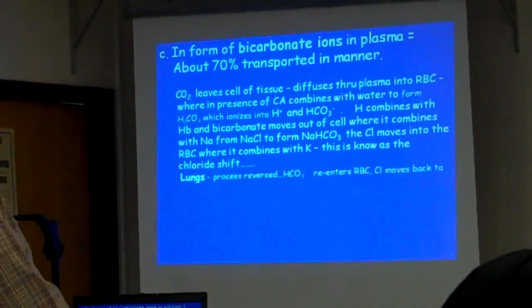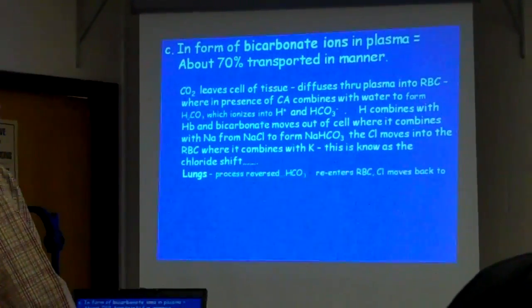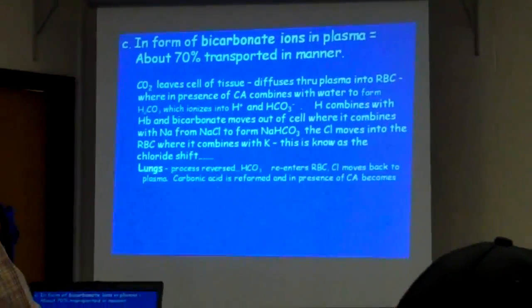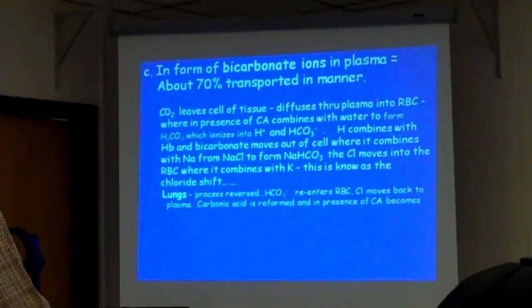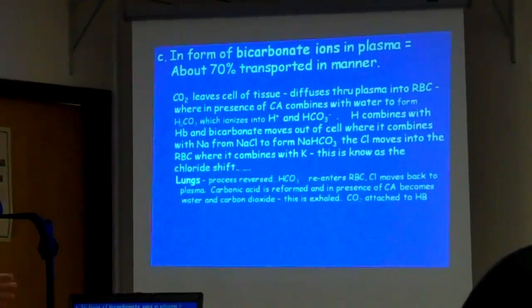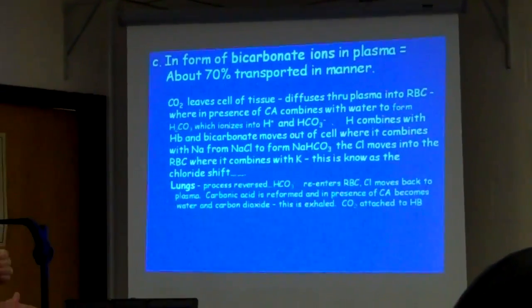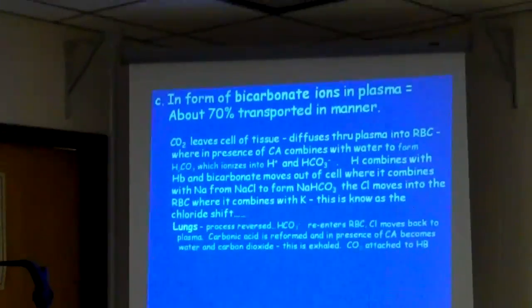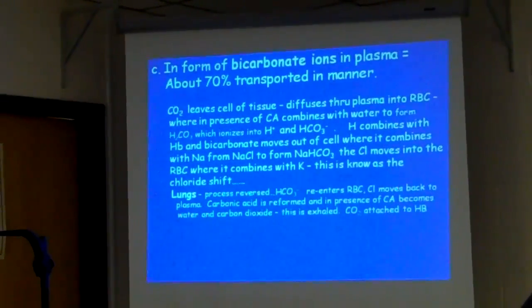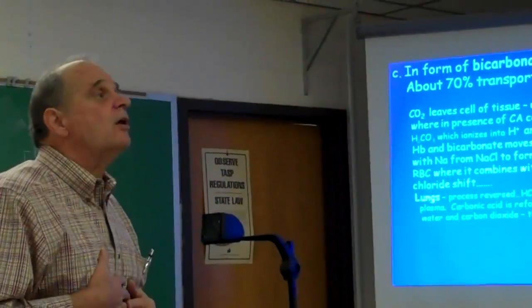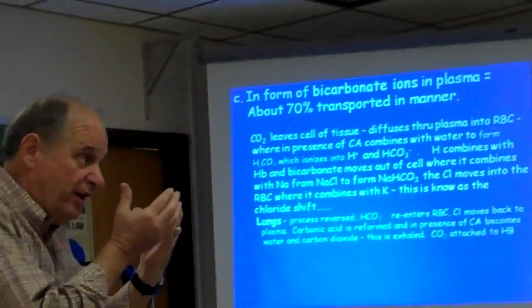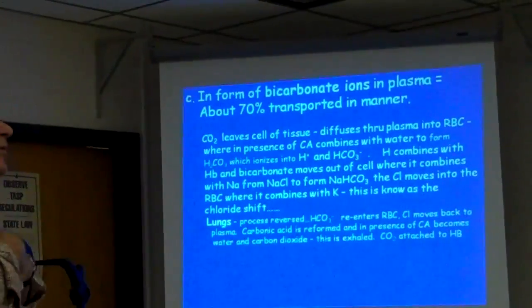The process is reversed. HCO3 minus re-enters the red blood cell. Chloride ion moves back to the plasma. Carbonic acid is reformed in the presence of Ca at the lung level. It becomes water and carbon dioxide. You're not going to have to write all that. Just know at the lung level, when we exhale, we're exhaling carbon dioxide, and also the breath is more water vapor, so that it reverses.